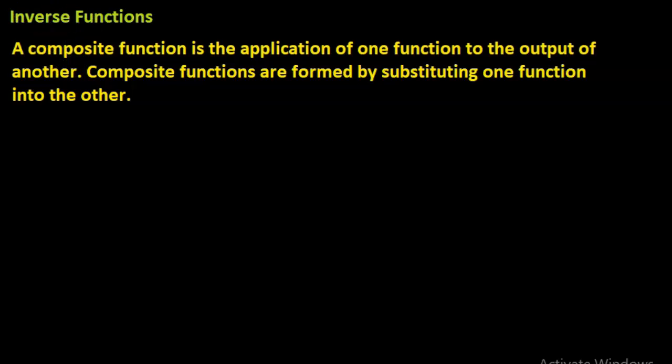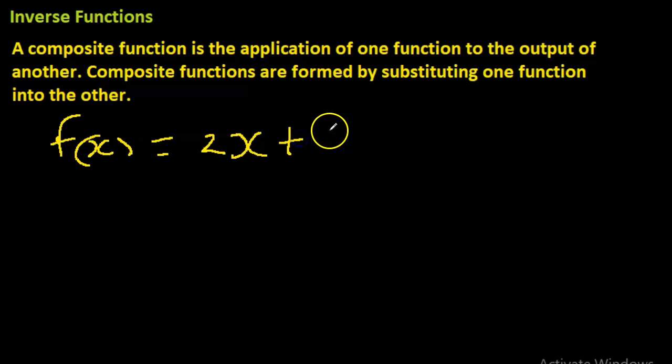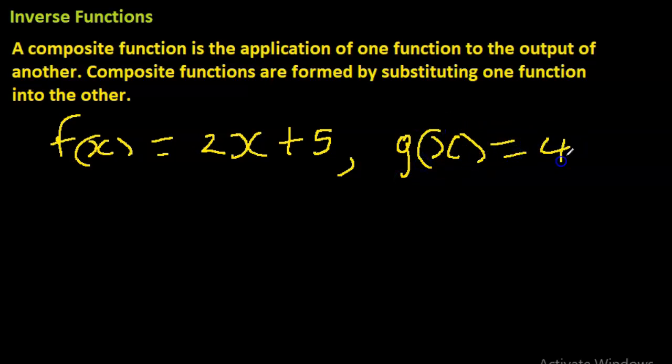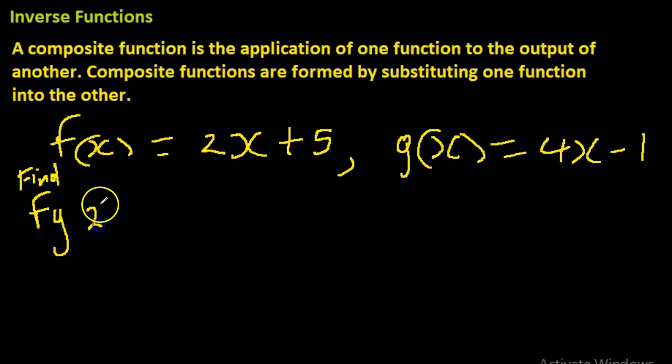Let's say we have a function f of x equal 2x plus 5. Let's say we have another function that says g of x is equal to 4x minus 1. I'm going to look at this two different ways. Let's say I ask you to calculate fg of 2. So this can be done in one of two ways.